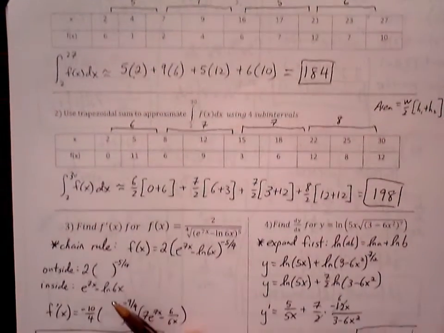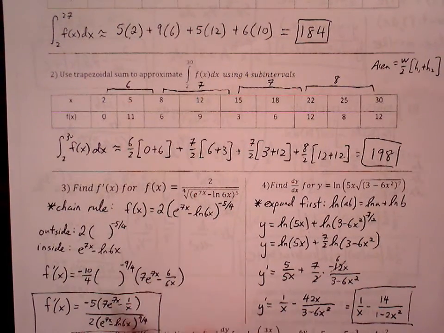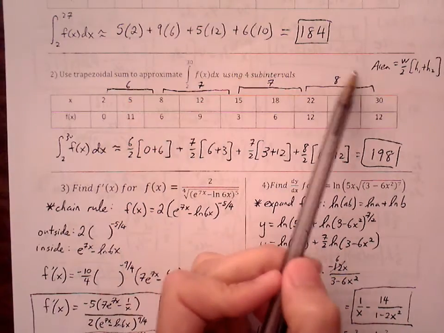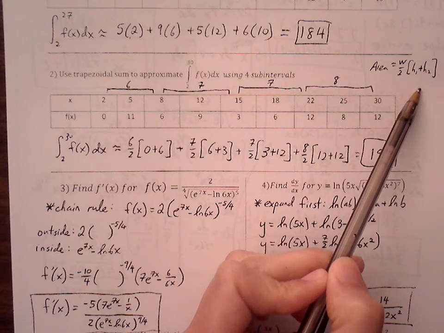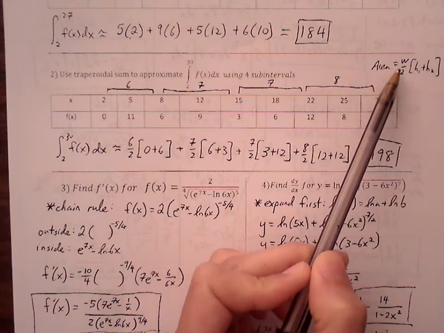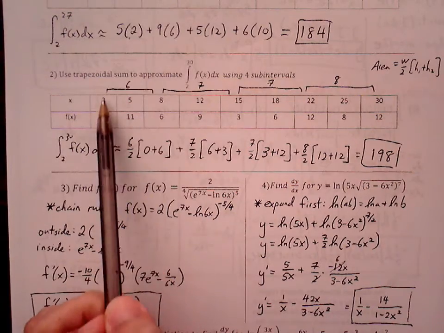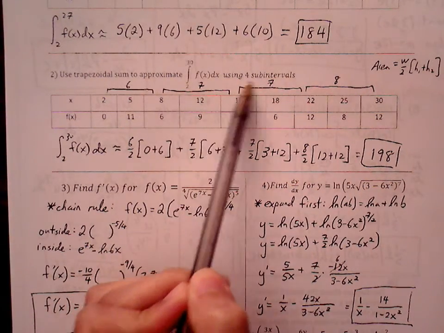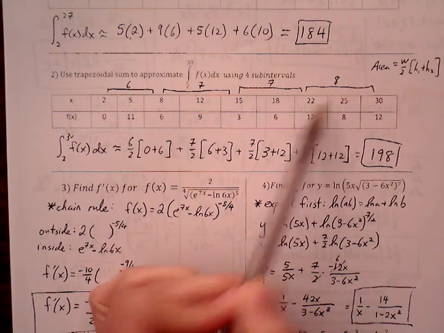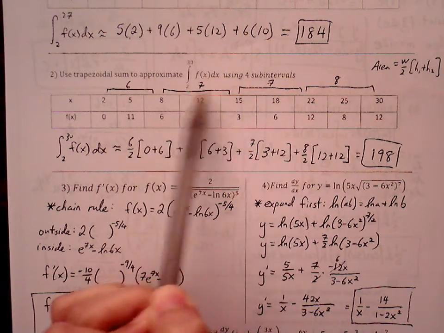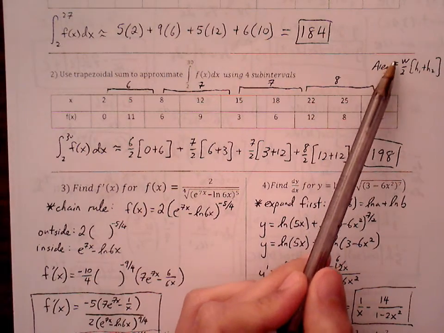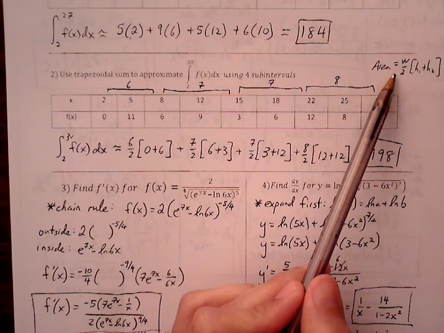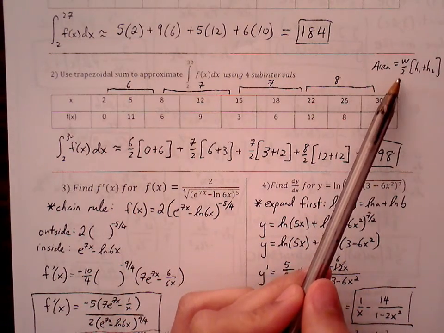Okay, for number 2, use trapezoidal sum to approximate the definite integral from 2 to 30. And the area formula for a trapezoid is width over 2 times height 1 plus height 2. So our width is going to be, we're still going to make sure that every subinterval sees the same number of ordered pairs. And we're still going to subtract to find the width. But now we have a different formula because we have a different geometric shape that we're using to approximate the area.